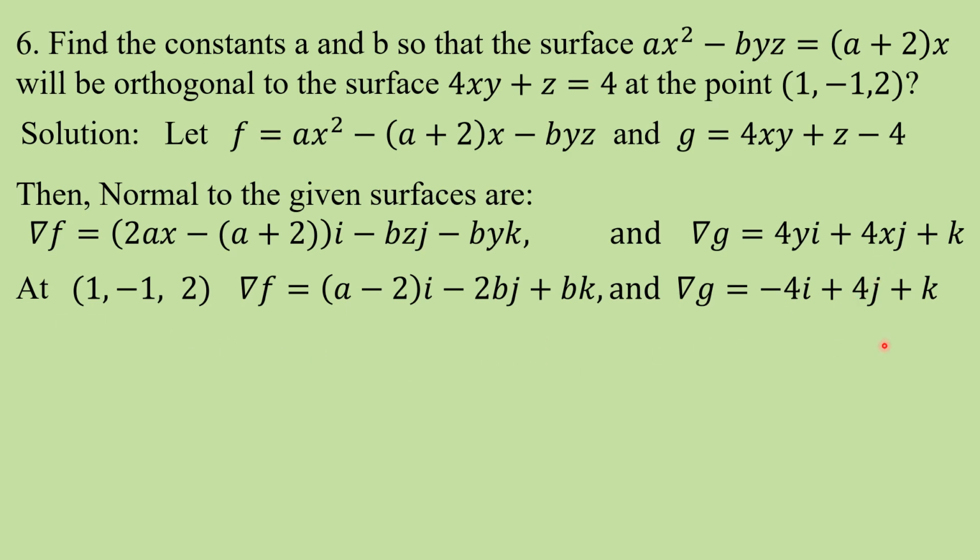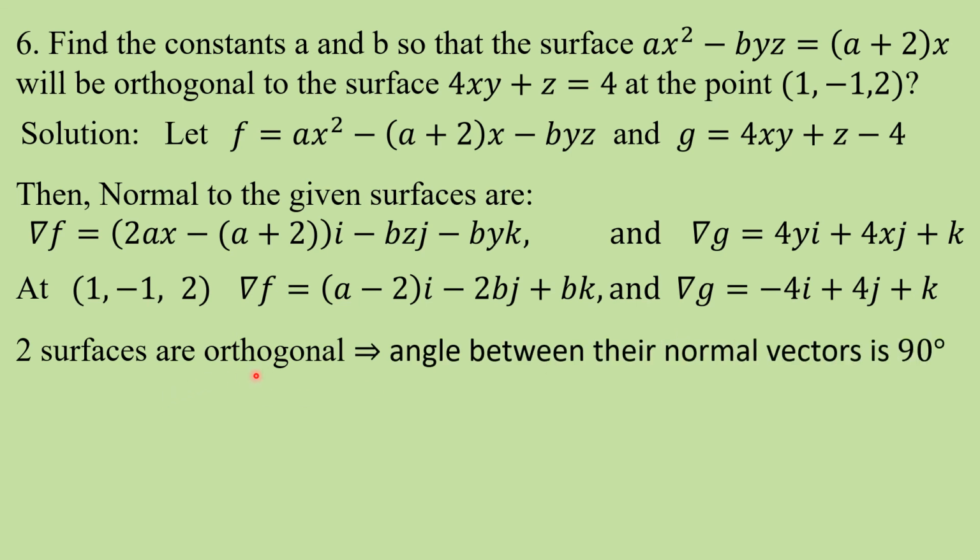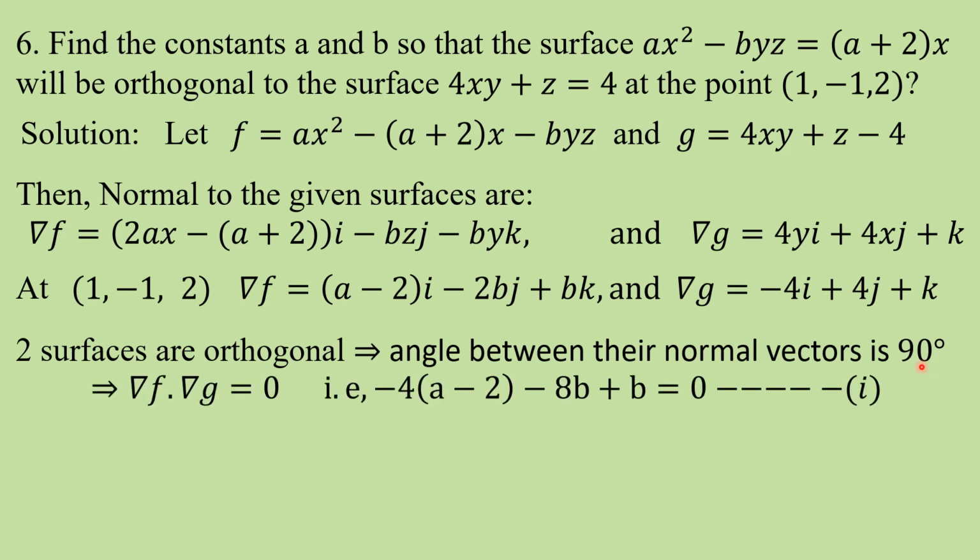So once it is done, now I can apply the orthogonality condition. We know that two surfaces are orthogonal implies the angle between their normal vectors is 90 degrees. So that implies del f dot del g is 0. So del f dot del g, the dot product between these two vectors, is the sum of the products of corresponding components. So I have minus 4 into (a minus 2) plus 4 into minus 2b, minus 8b, plus 1 into b, that is b. So I got minus 4 into (a minus 2) minus 8b plus b equal to 0.